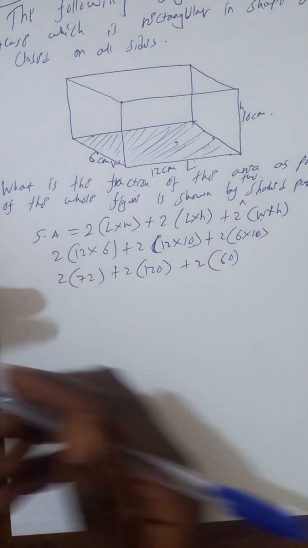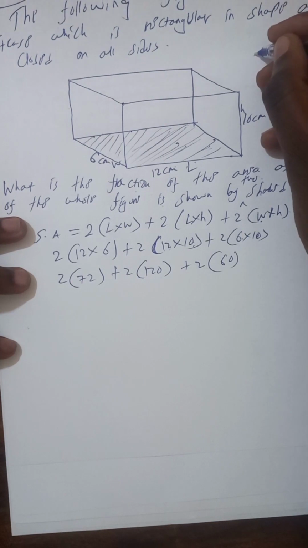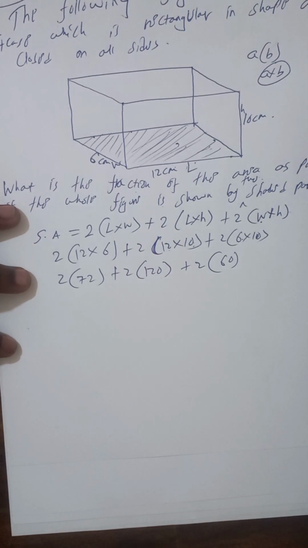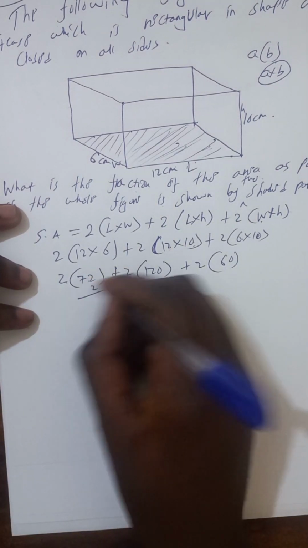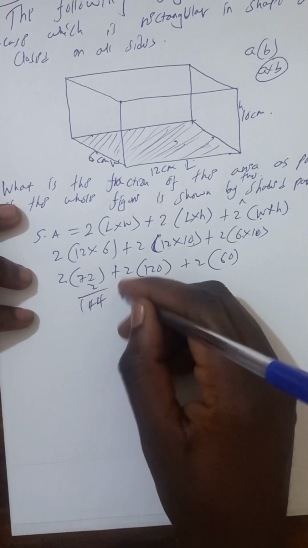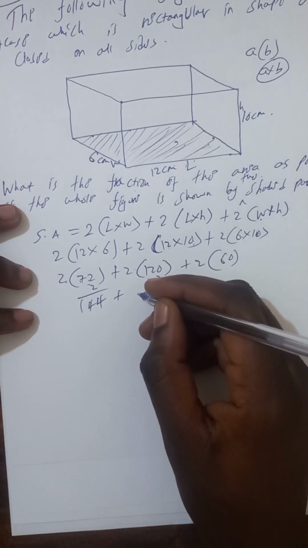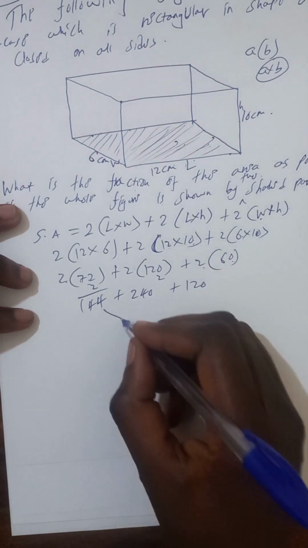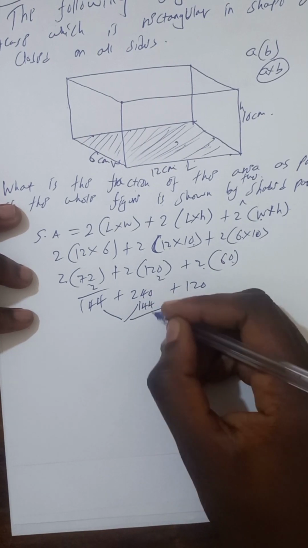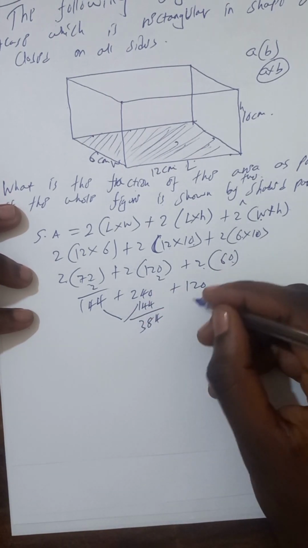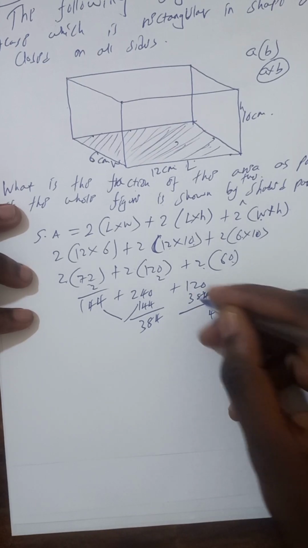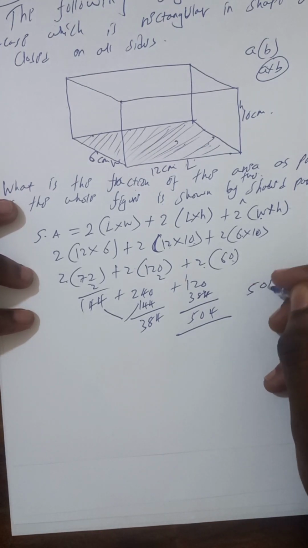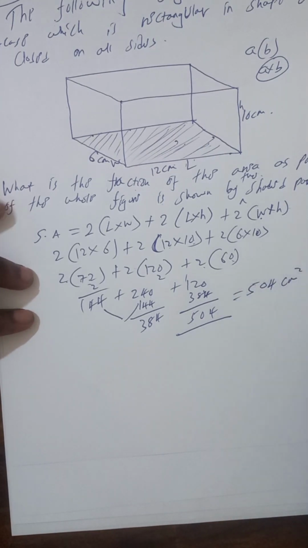Now anything that is in the bracket, like A bracket B, is just like A times B. So 2 times 72 is 144. 2 times 120 is 240. And 2 times 60 is 120. Then you add this. 384, you bring it here, you add it here. You get 504. So since it is surface area, this one is centimeters squared.